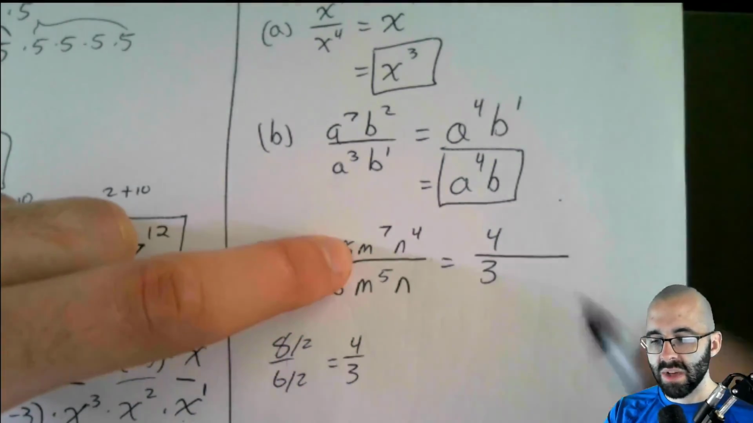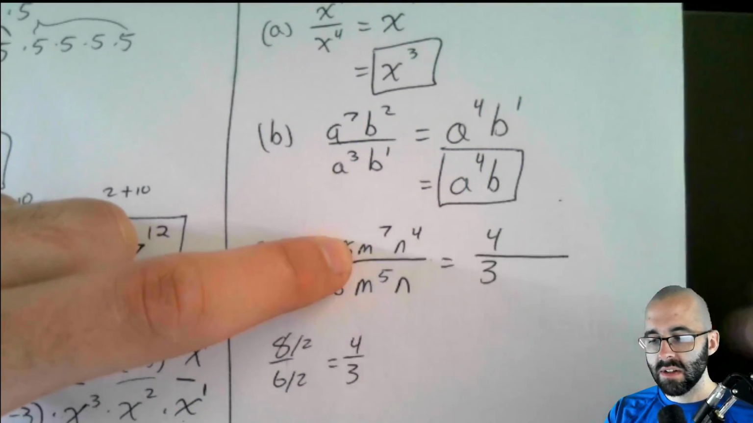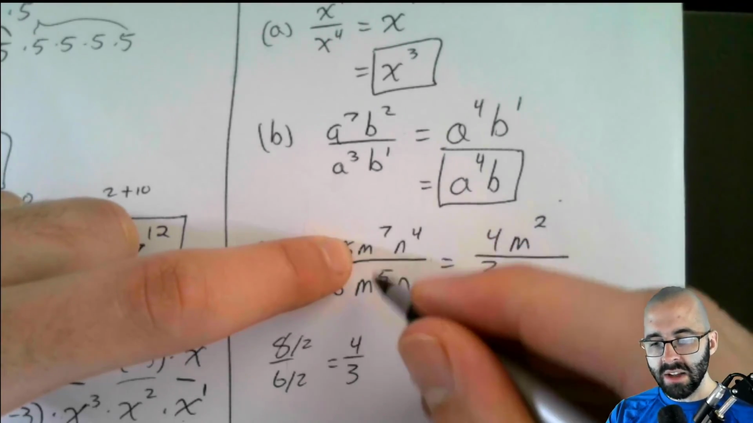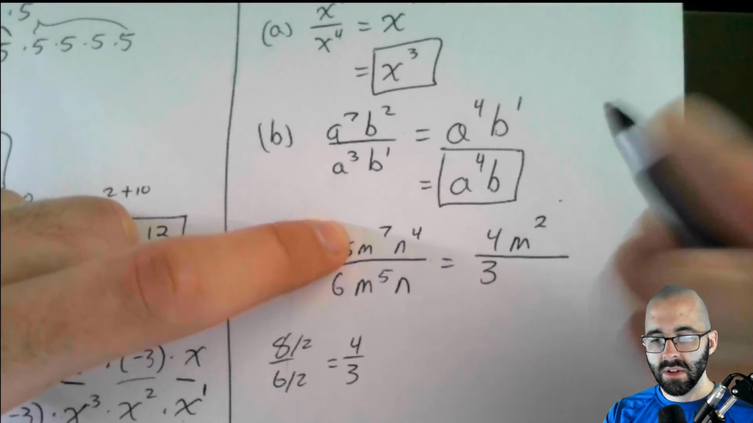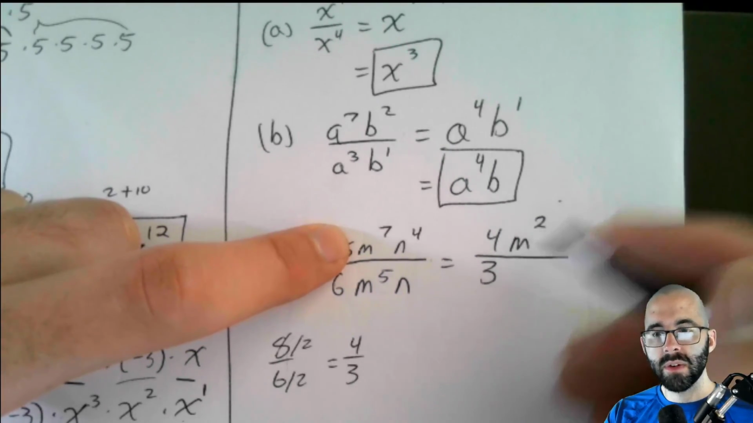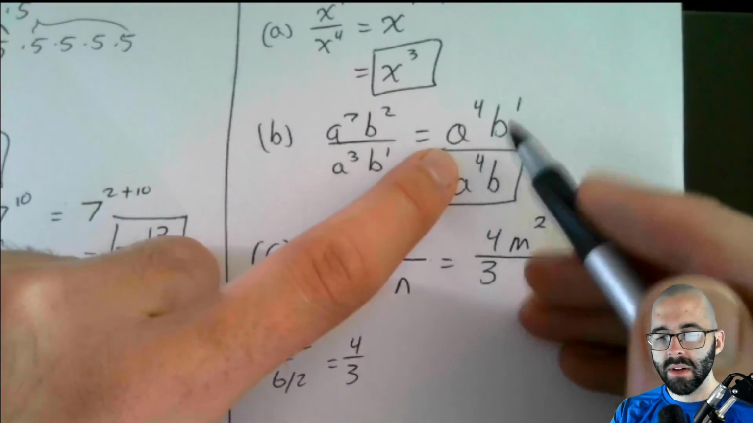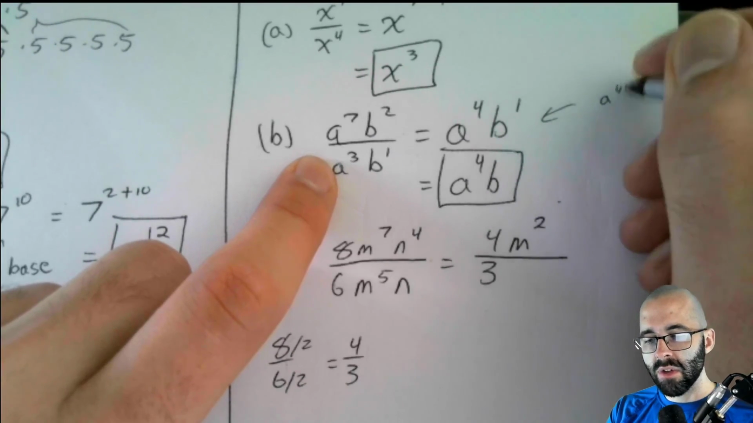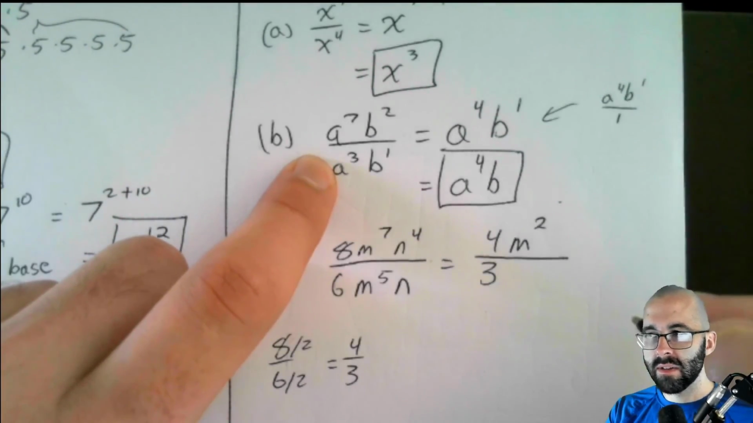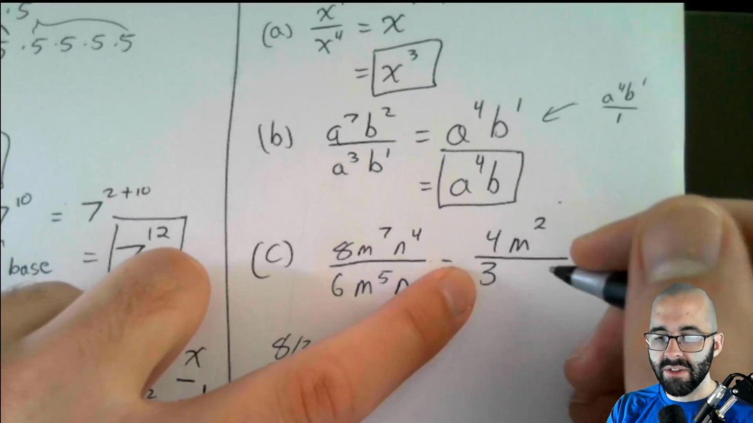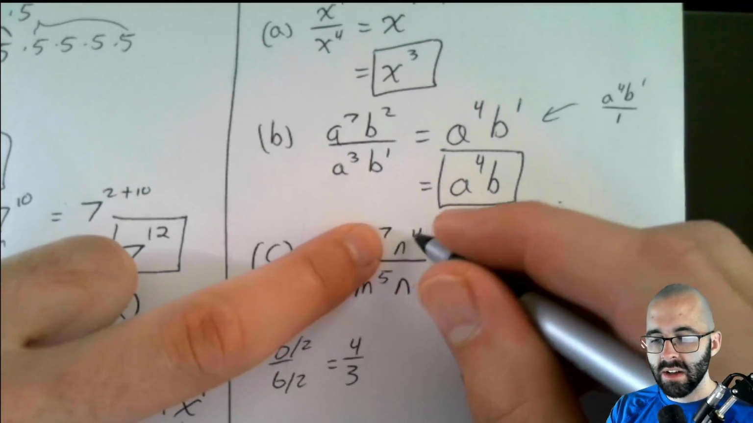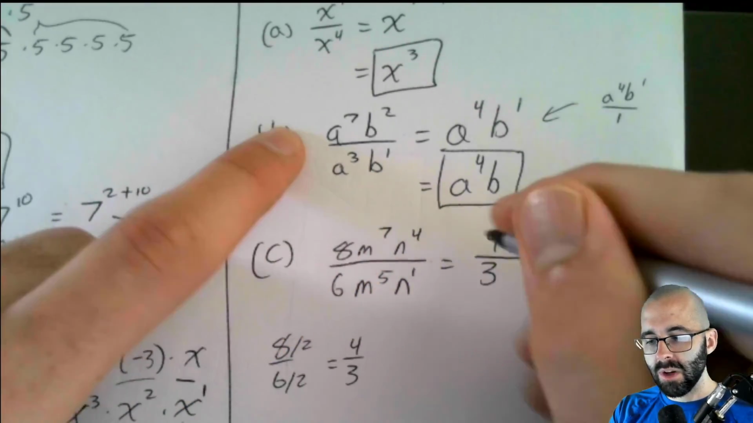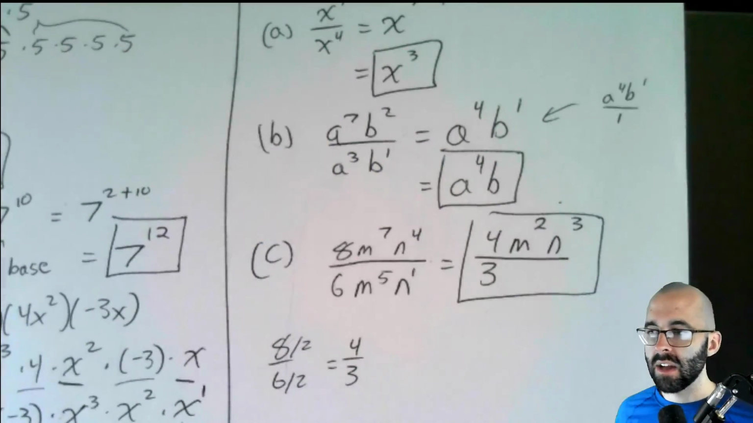For the m's, they have the same base. Subtract those exponents. 7 minus 5 is 2. And when we subtract the exponents, the result is always on the top. Here there wasn't a top, but there kind of is still a top in this one too, right? We can think of this as a to the fourth, b to the first power divided by 1. But now there's definitely a bottom, definitely a denominator. N to the fourth divided by n to the first is going to be, subtract those exponents, n cubed. And this is our final answer. And that's the quotient rule.